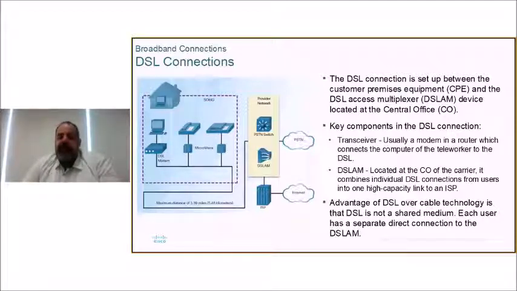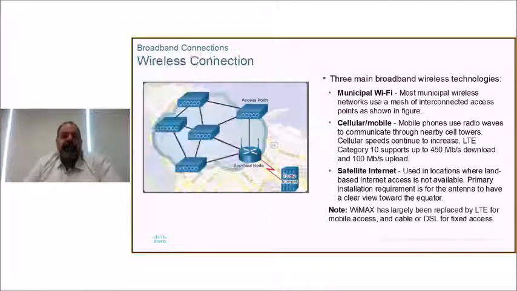Key components are a transceiver, usually a modem and a router, which connects the computer of the teleworker to the DSL, and then of course the DSLAM is what's inside the exchange. The advantage of DSL over cable is that DSL is not a shared medium. Each user has their own separate channel back to the exchange, while with the HFC, the coax part is shared by however many houses are connected to that one piece of coax, and so you're sharing your bandwidth. If you've got it to yourself, good luck to you. Most people don't.